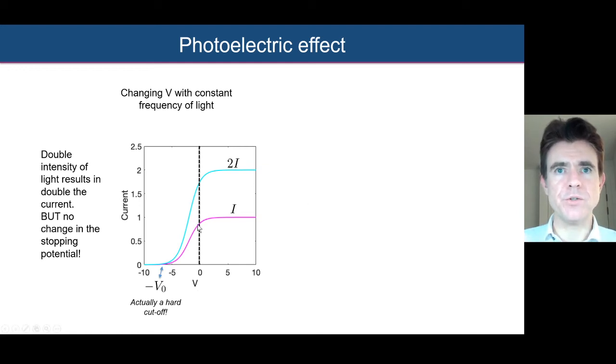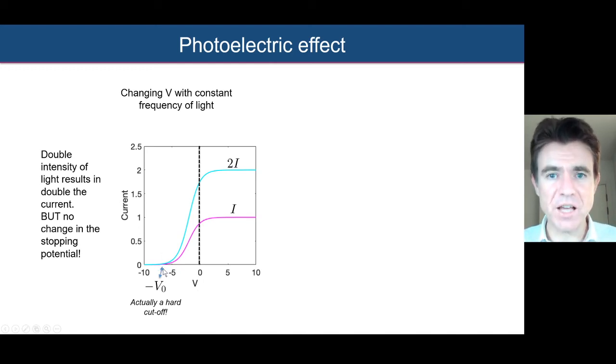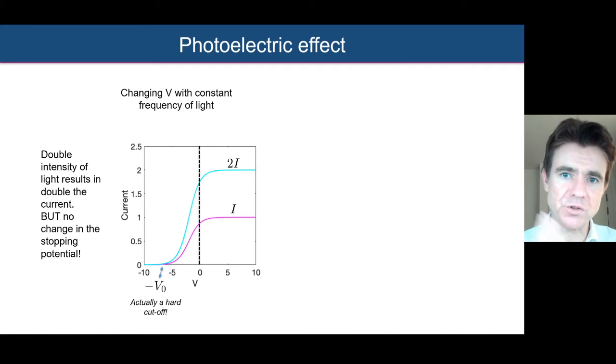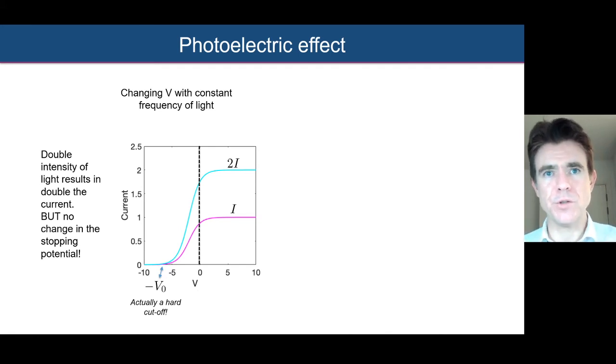So if we double the intensity, if originally it's intensity I, if we double that intensity, then we do get double the current flow, which might be expected. But it's very important to note that the stopping potential remains the same. In other words, even if we multiply the intensity of the light by 10, seeming to put in lots and lots of energy, nonetheless, if we just tweak that stopping potential to just the right amount, then whatever the intensity of the light, we can still stop the photocurrent. So that also is quite an impressive effect. So there's actually a hard cutoff here with that stopping potential V0.